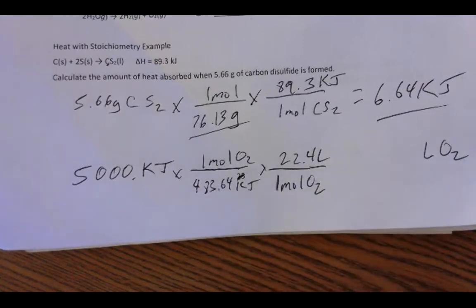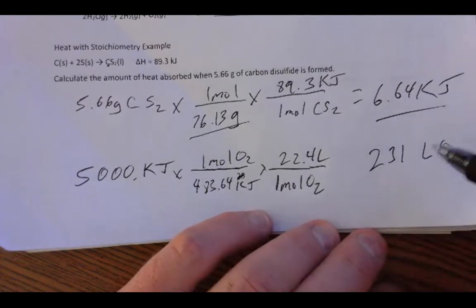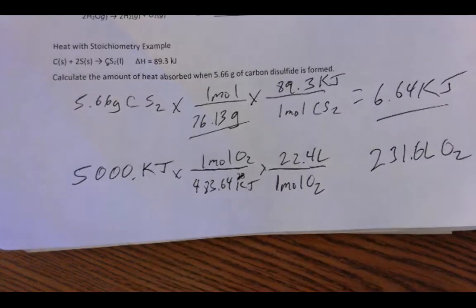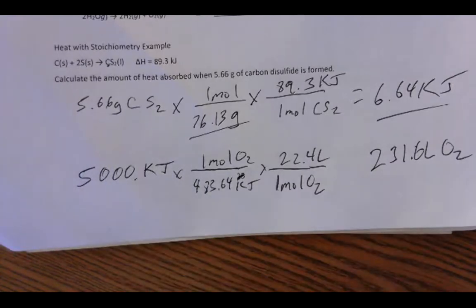That would be about 231.5772. 231.6 liters of O2 I could make at STP with 5,000 kilojoules. If you wanted the grams instead, 5,000 divided by 483.64 times 18.02. It's about 186.2955. That'd be 186.3 grams of oxygen.